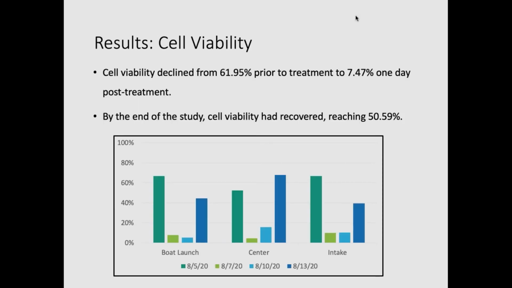The phytoplankton cell viability declined in response to the copper sulfate treatment. One day prior to the copper sulfate treatment, the phytoplankton cell viability was about 62%. One day post-treatment, the cell viability dropped to about 7%. Copper sulfate treatment successfully terminated the majority of the living phytoplankton cells, dropping all the way from 62 to 7% on average. However, by day 7 post-treatment, the viability had recovered and reached about 50%.